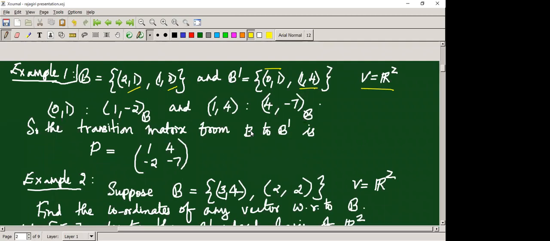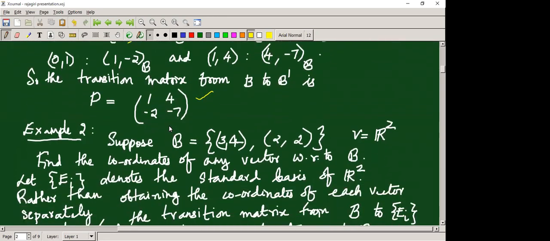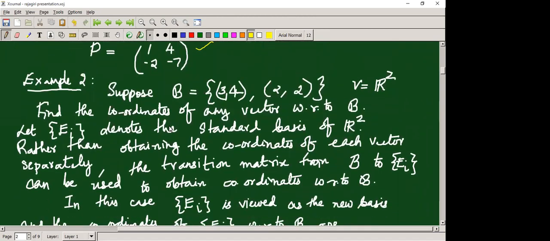So what is the transition matrix from B to B dash? You are writing it as a column, because you see that in the previous slide, the suffixes are varying in the first coordinate. So this (1, -2) is the first column of our matrix, and this is (4, -7). So this is our transition matrix. Transition matrices are very useful. Why? Because this can be seen in the following example.